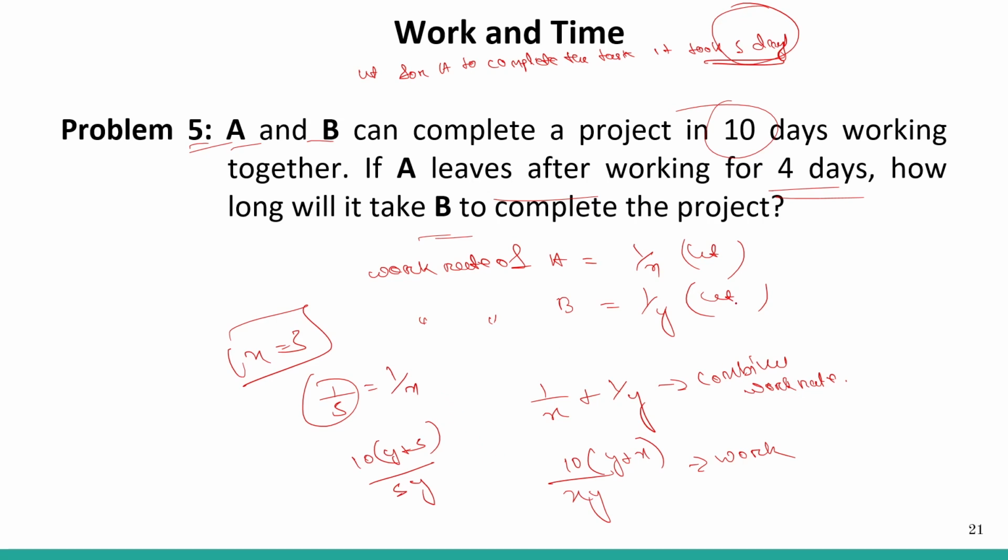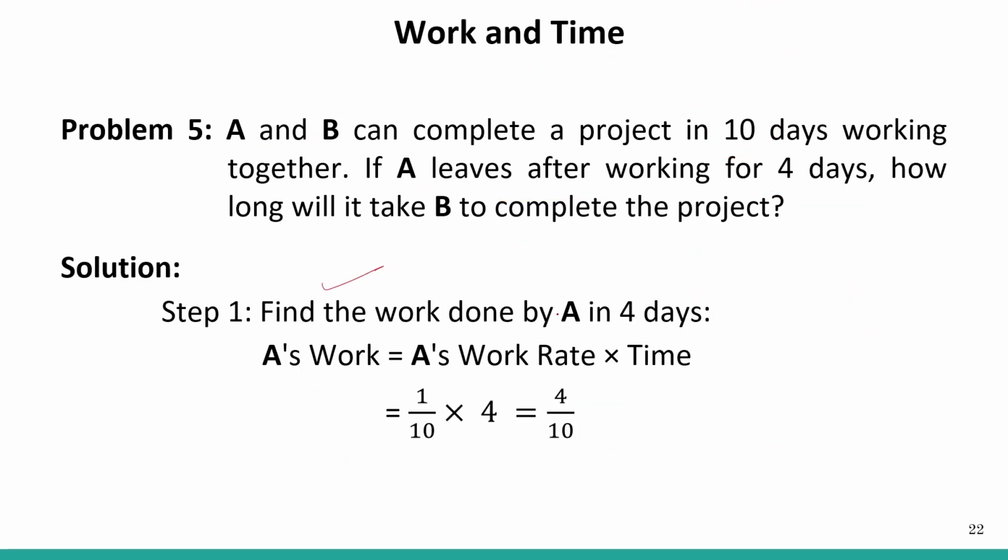So A and B work combinedly for 4 days. Then after that A leaves. So find the work done by A in 4 days: A's work rate into time, right? A's work rate is 1 by 10, into 4, that is 4 by 10. So actually here A can complete a project in 10 days, not B.